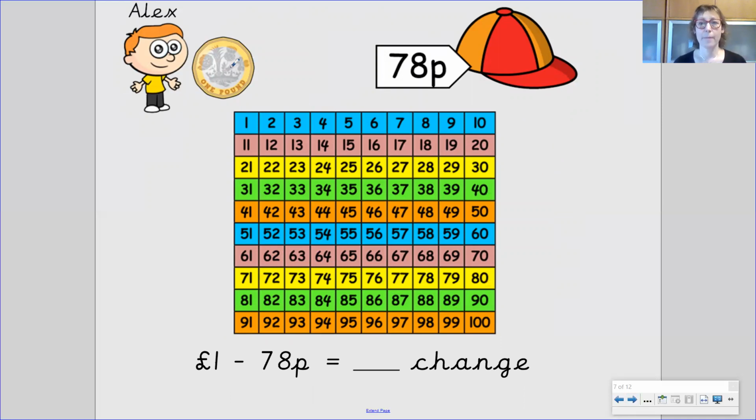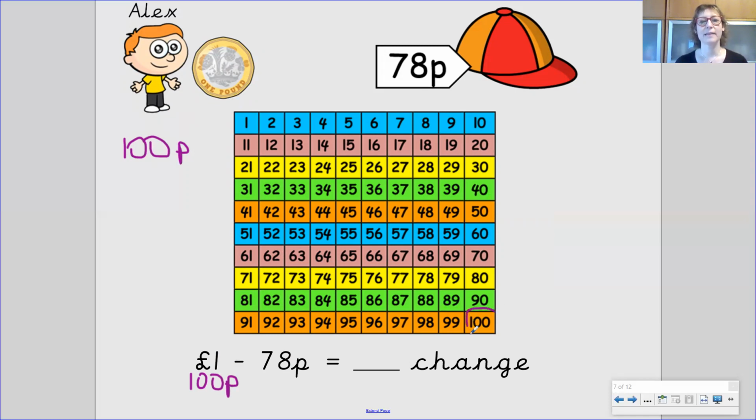Alex has £1 and the cap is 78p. I don't know what to do. I haven't got a pound on my 100 square. What do we need to remember? We need to remember that £1 is the same as 100 pence. So this £1 here is going to be our 100 pence. So we're going to do 100 take away 78. So again, see if you can work that out and then come back and join me for the answer.